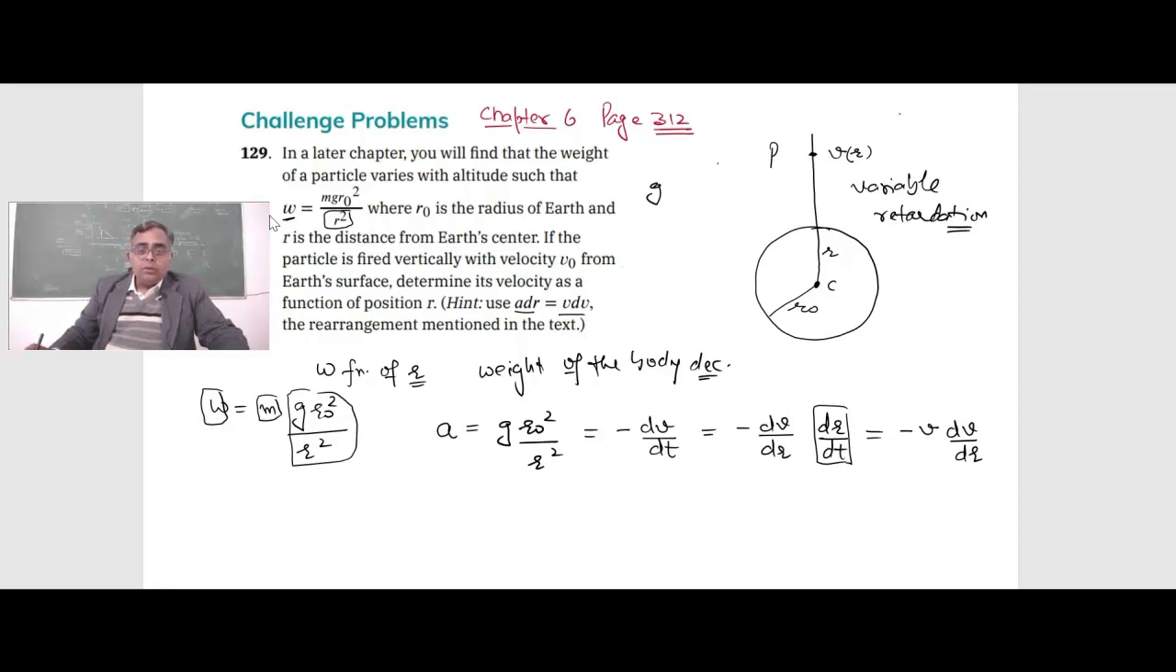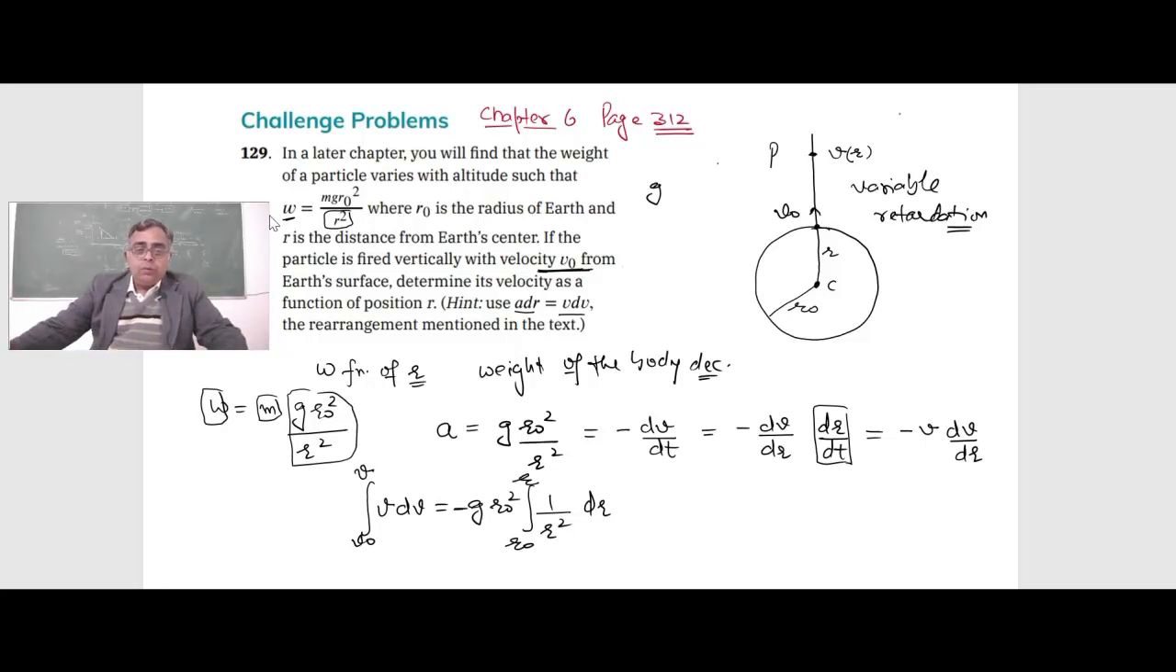Now you can rearrange the equation and write v dv equal to minus g r naught square times 1 by r square dr, with the negative sign. Now what we have to find out is the velocity, and that velocity is changing. So we will integrate this equation on both sides. At r equal to r naught, meaning at the surface of the earth, you have projected it with velocity v naught. So the initial velocity is v naught, and after reaching a height r, the final velocity is v.